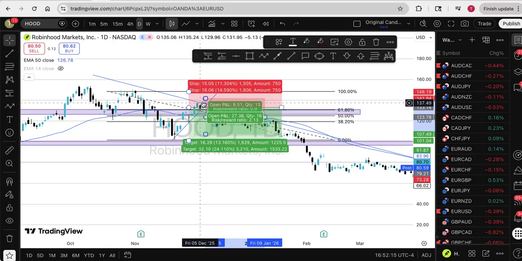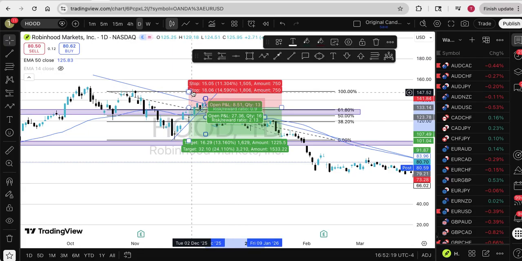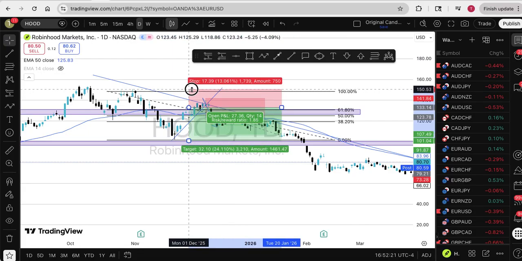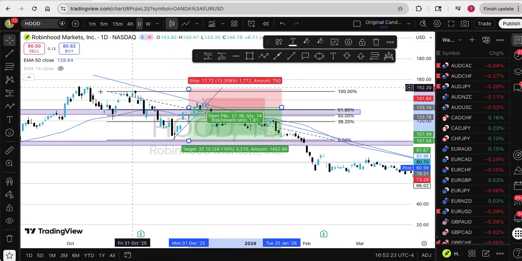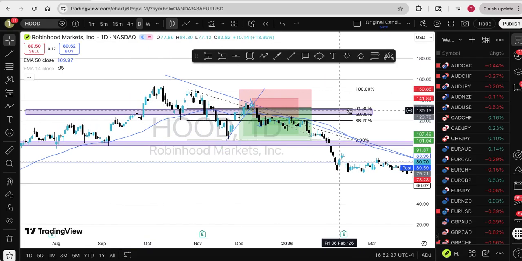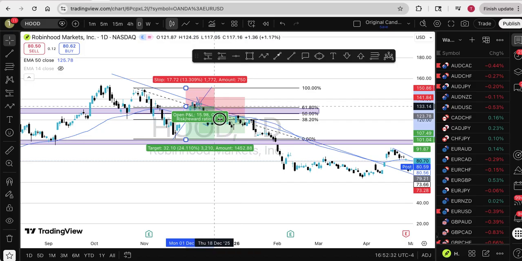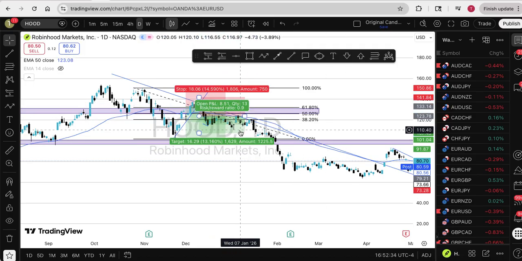So if you have missed this one here, we just enter at the 61.8, and we put our stop loss just above the previous level, right? The previous lower high. So I guess that's how we can keep trading simple and use these strategies to enter and make a lot of money.